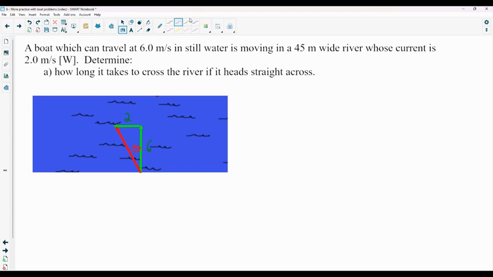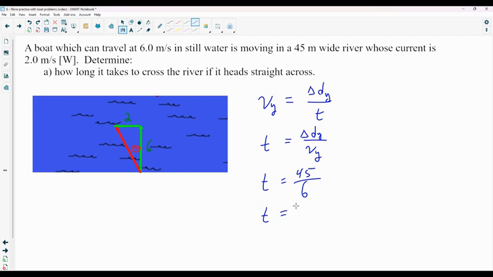So this is actually a pretty straightforward problem, right? We'll say, okay, the velocity in the y direction, in this case, is our heading. That's equal to the change in displacement in the y direction divided by time. It's just our simple motion formula. Let's rearrange that. Time equals displacement in the y direction divided by velocity in the y direction. So for our time, it's 45 meters to get across the river, and our velocity is 6. So 45 divided by 6 gives us our time. We end up with 7.5 seconds.